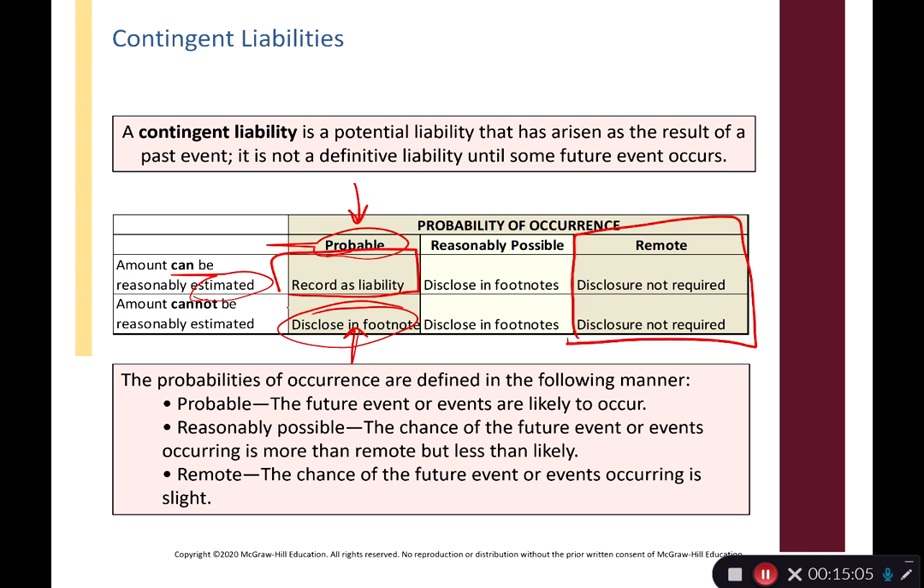You need to memorize them. It's easy if you just think of terms of the extremes. So the only time we record a liability for a lawsuit or contingent liability is when the chance of losing is probable and we can estimate the amount. We do nothing when the chance of losing is remote. In any other scenario, we simply disclose it in the footnotes.